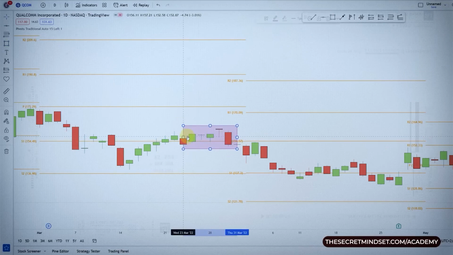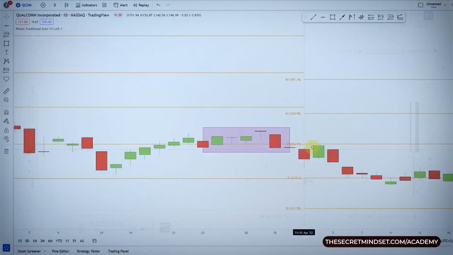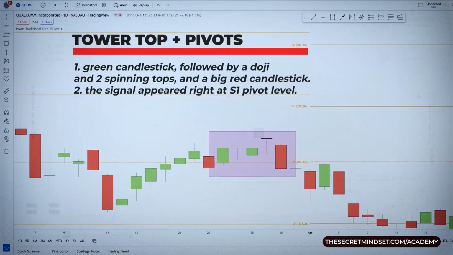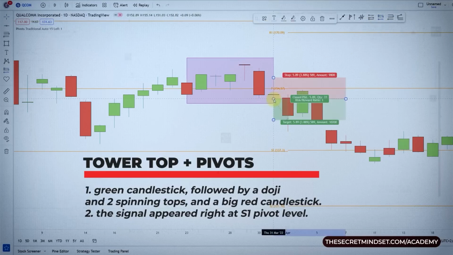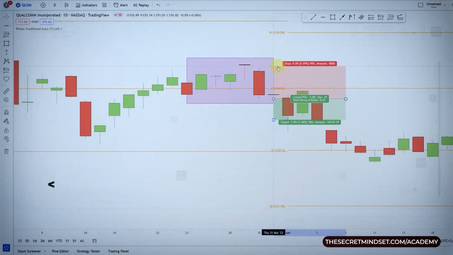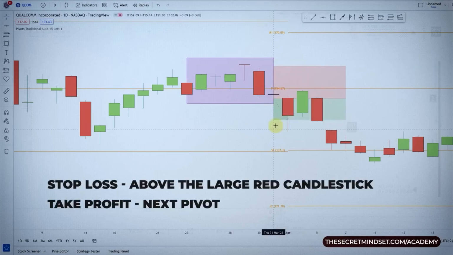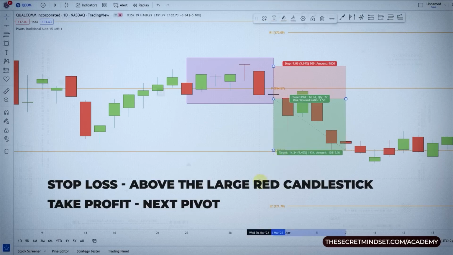And here's our tower candlestick. Again, not that obvious. First green candlestick, followed by a doji and 2 spinning tops, and a big red candlestick. And more important, the signal appeared right at S1 pivot level. You placed the stop above the large red candlestick. And the traditional way of setting profit targets using pivot points is by taking the next pivot level as your immediate target.